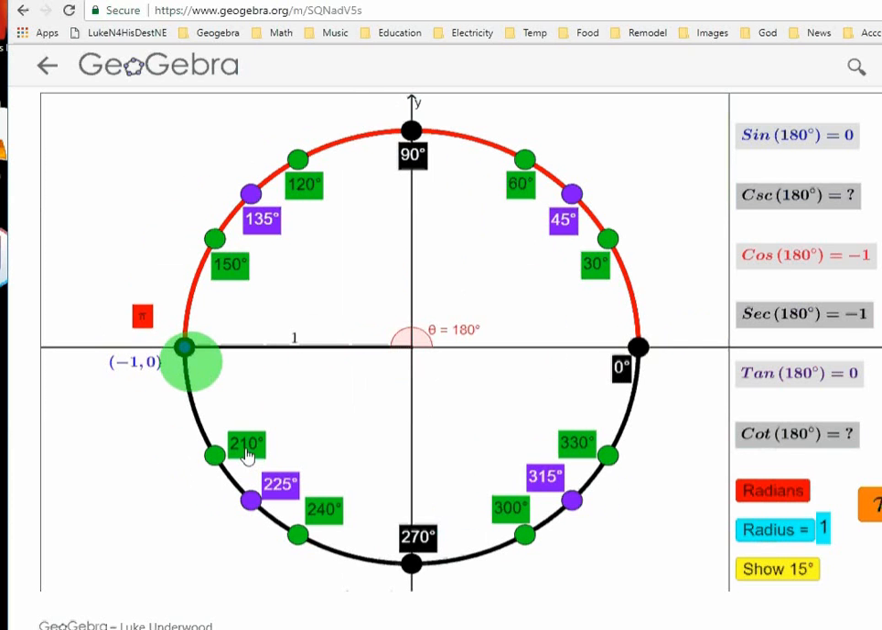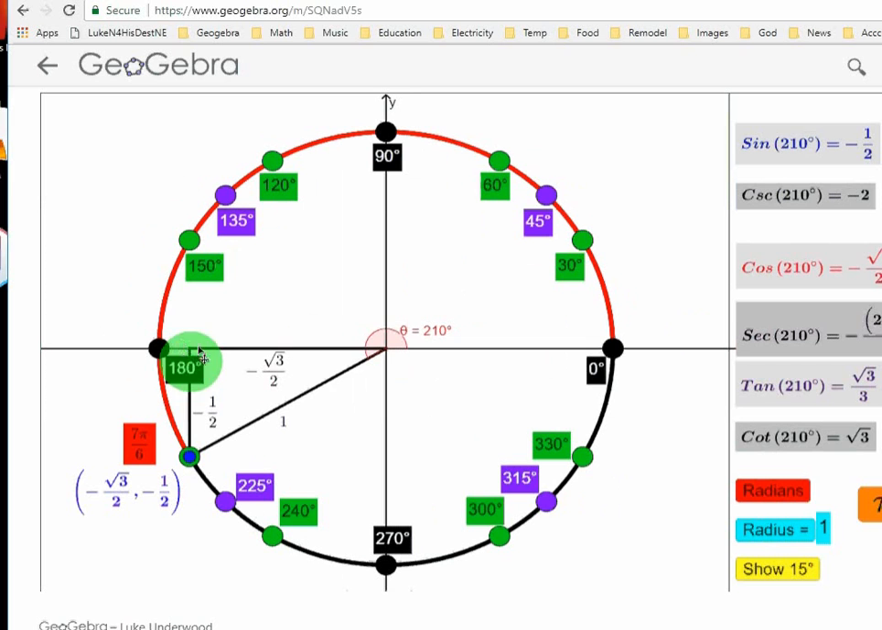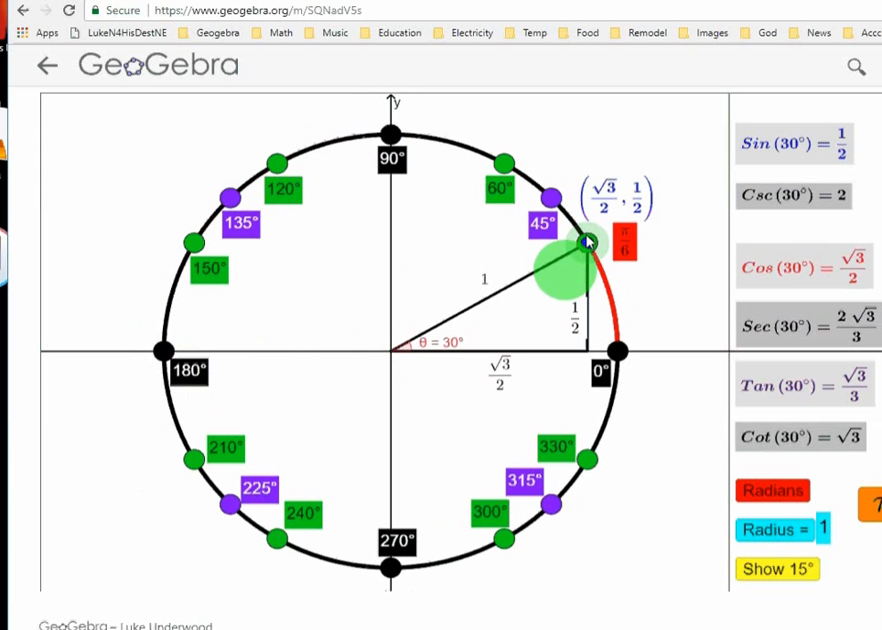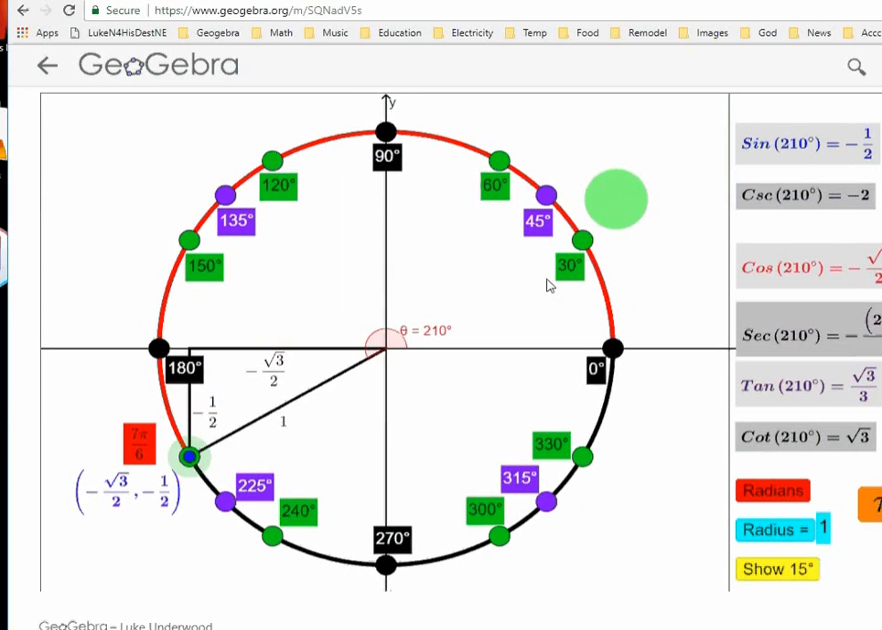Now you might be asking what happens in the third quadrant. Well, let's do 210 for example. So at 210 our reference angle is 30 degrees. We are 30 degrees from 180. If we go back to our point in the first quadrant at 30 degrees, it's square root of 3 over 2 comma 1/2. Now in the third quadrant we know that both x and y are negative, so we just make both of these values negative to get our point at 210, which will be negative square root of 3 over 2 comma negative 1/2.